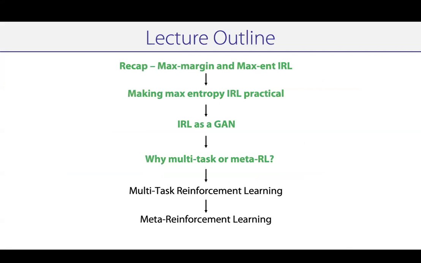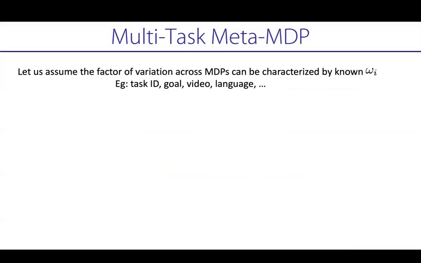Now let's think about how to do it. How are we doing that? So the formalism we're going to assume is that there's going to be some parameter, some vector omega I, that's going to characterize our task. That could be a task ID, like a one-hot vector which tells you which task you're in. It could be a goal image. It could be a video telling you what you're trying to do. It could be a language instruction. It could be something characterizing your objective in a way.